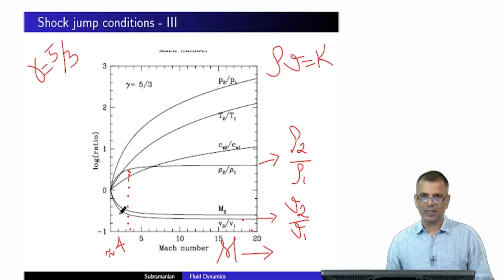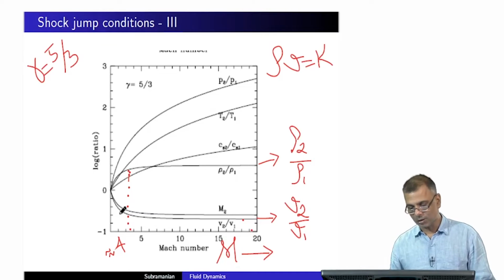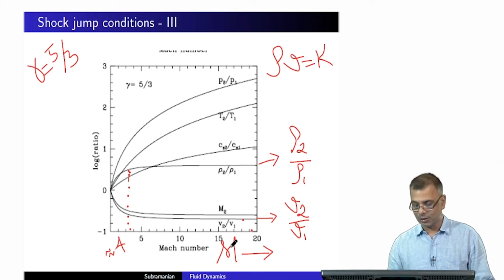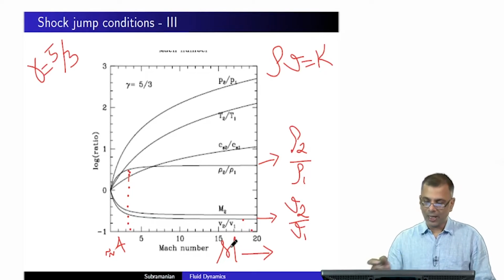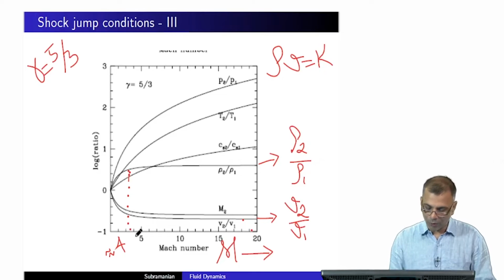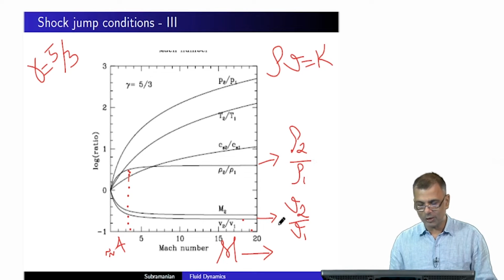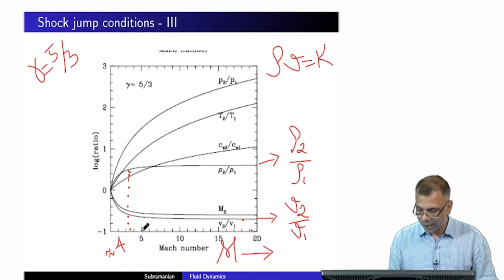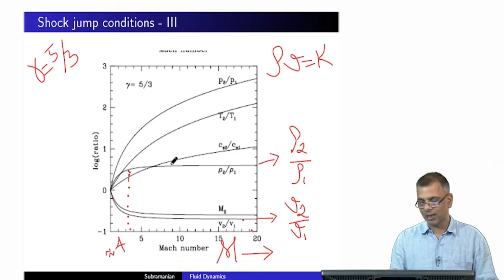It's a bit misleading, this terminology, an infinitely strong shock. It's not saying that the shock strength is actually infinite. In other words, the Mach number is actually infinite. No, it's not saying that. Anything that's larger than a Mach number of 4 is effectively infinite. Okay, as far as the density jump and the velocity jump are concerned, it does not matter whether the Mach number is 5 or the Mach number is 100. It's the same result.